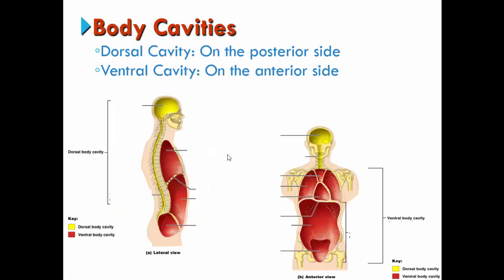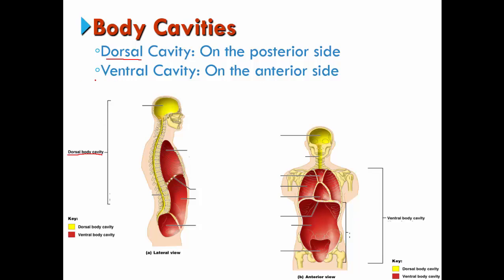On your note sheet, you have these diagrams, and the first thing to know is that there are two basic body cavities, and they are named for the sides of the body that they're on. The first body cavity is the dorsal body cavity. Think back to the first video when we talked about directional terms. Dorsal was synonymous with posterior. So the dorsal body cavity is located along the posterior side of the body. In the video here, it's highlighted in yellow. So it goes along the back side of the body.